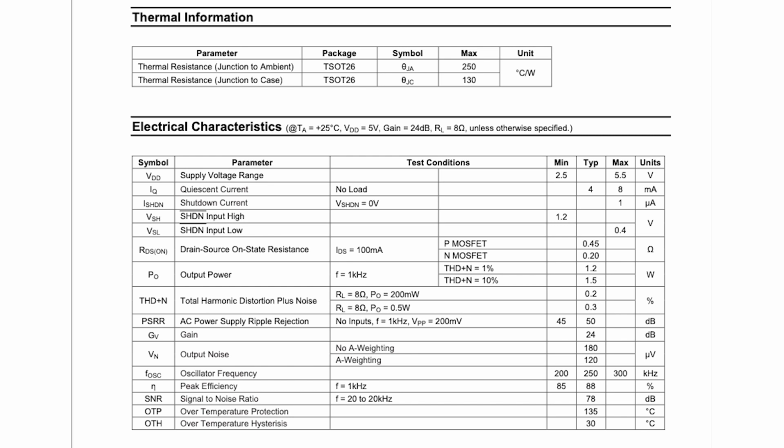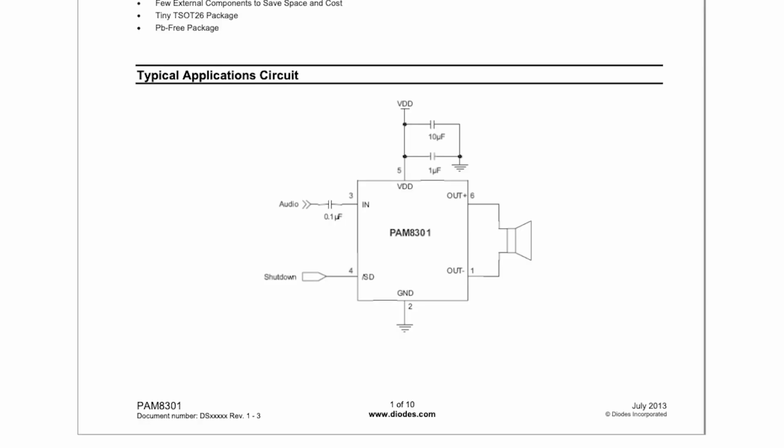The total harmonic distortion plus noise, THD plus N, of the PAM8301 is less than 10% at maximum power output, providing a relatively clean audio output. The PAM8301 operates within a supply voltage range of 2.5 volts to 5.5 volts, making it suitable for various applications and battery types. It has a built-in shutdown control, and it's an active low pin that allows the user to disable the amplifier and reduce power consumption when it's not in use. This pin is triggered when it is below 0.4 volts and draws less than 1 microamp in shutdown.